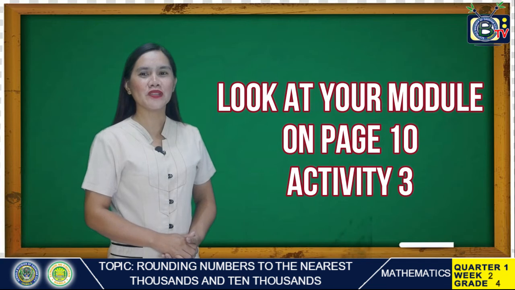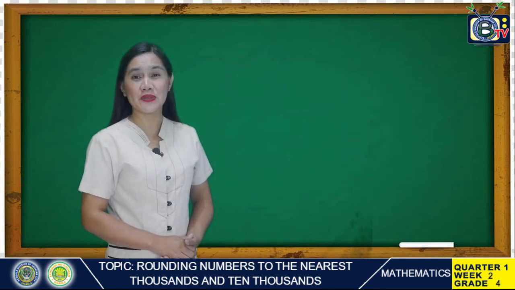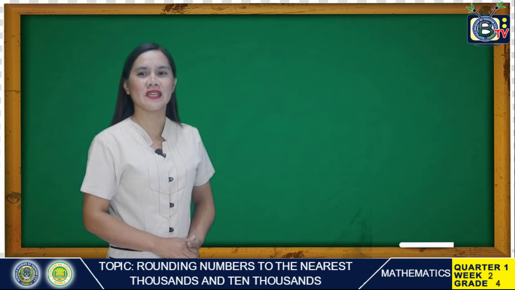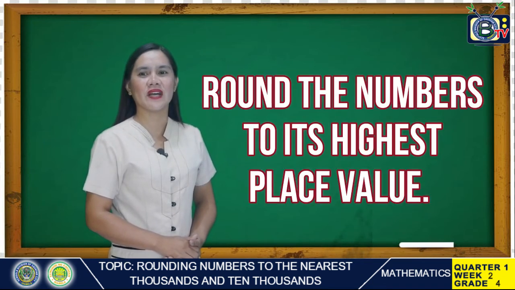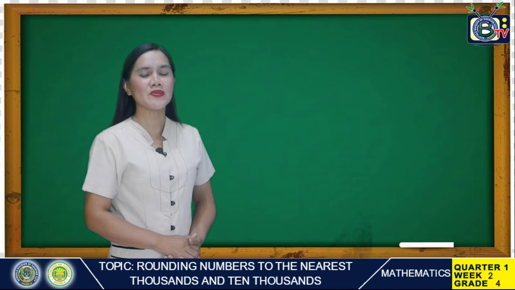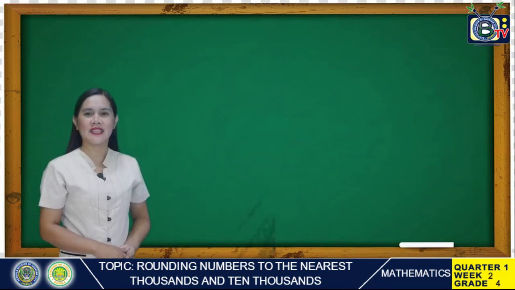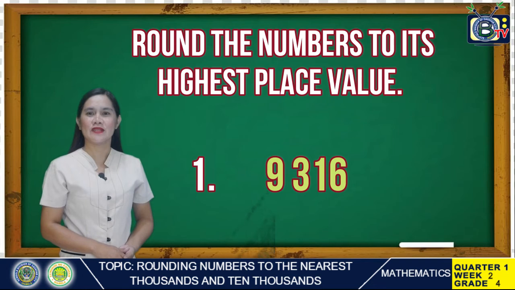Again, look at your module on page 10, Activity 3. Are you ready? Here is the direction. Round the numbers to their highest place value. Always remember, children, the rule in rounding numbers. Item number 1. Round 9,316 to its highest place value.